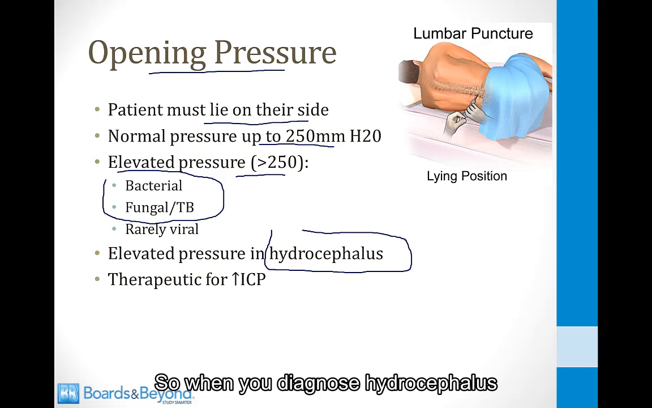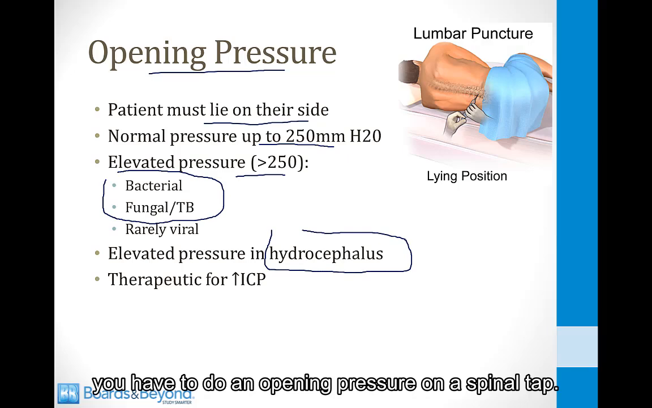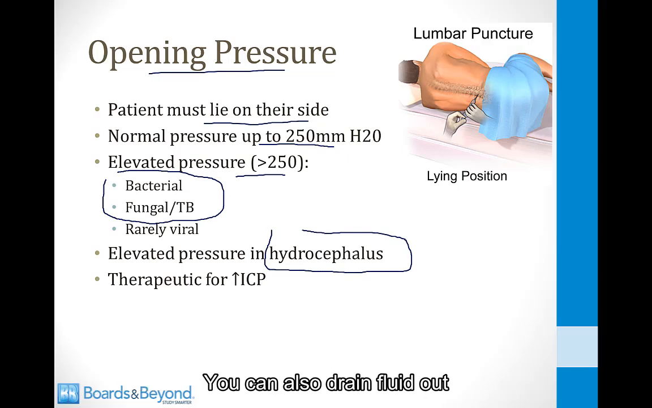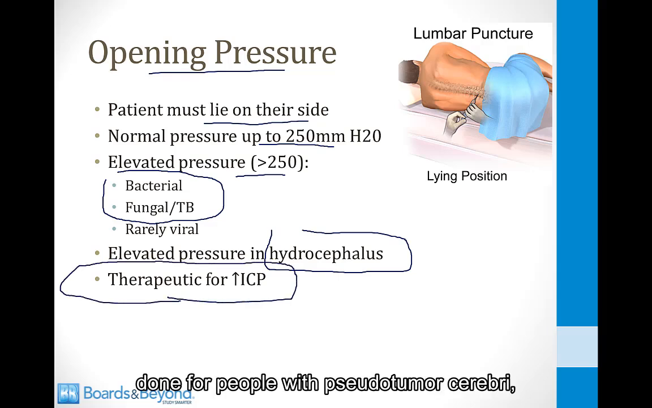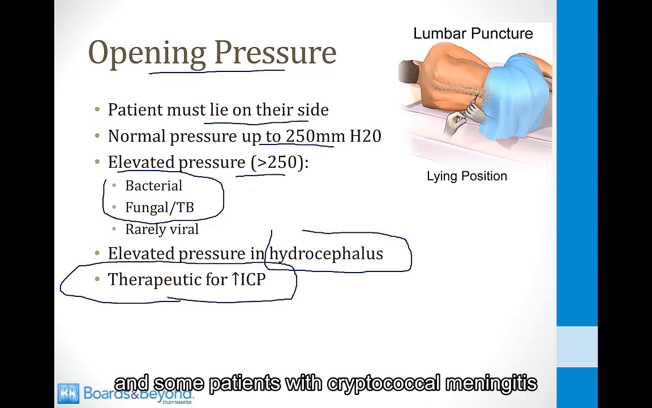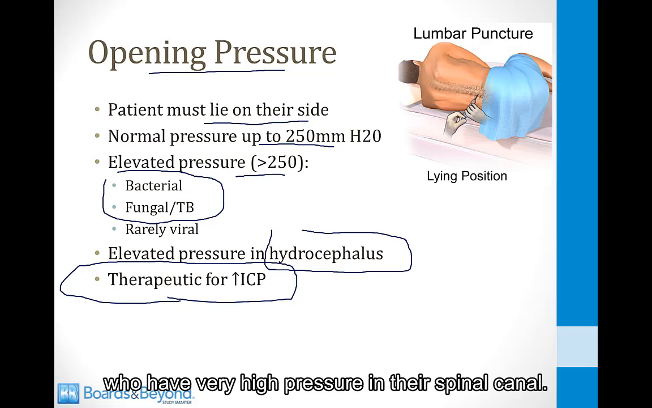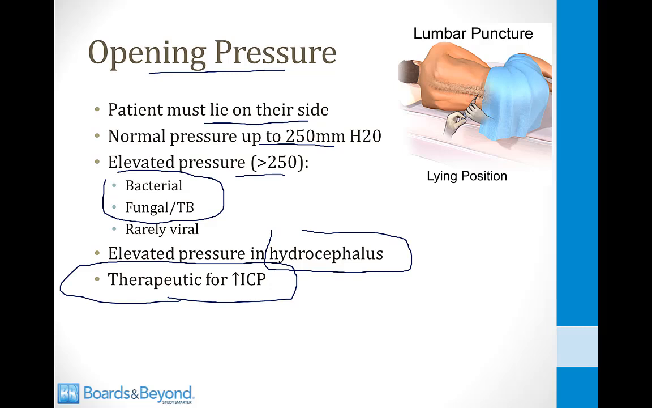So when you diagnose hydrocephalus or any cause of raised ICP, you have to do an opening pressure on a spinal tap. You can also drain fluid out to lower the intracerebral pressure, and this is a therapeutic maneuver done for people with pseudotumor cerebri and some patients with cryptococcal meningitis who have very high pressure in their spinal canal.